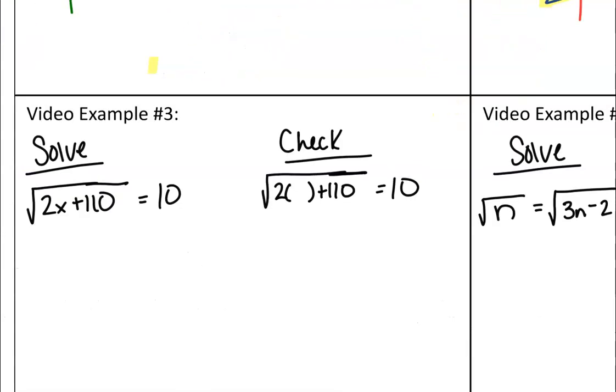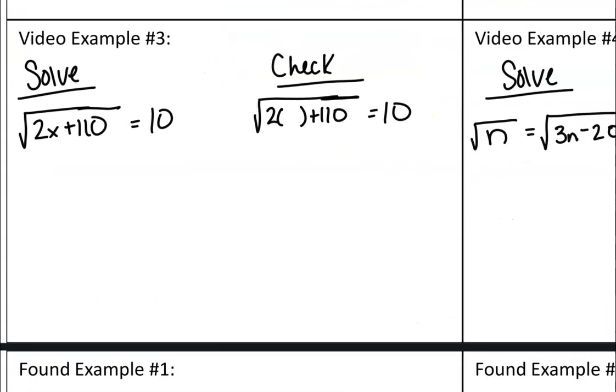Let's go through another example. So again, our radical is isolated. So we can't do anything with that 2x plus 110 until we take care of the radical. It is a square root, so the opposite of a square root is squaring. Square root and squares are inverse operations, so they undo each other, leaving us with 2x plus 110. And 10 times 10 would be 100.